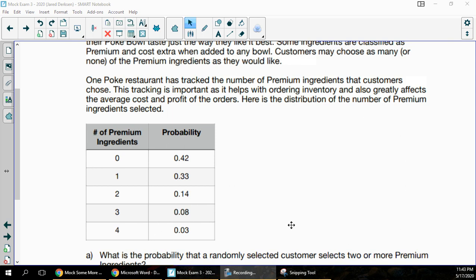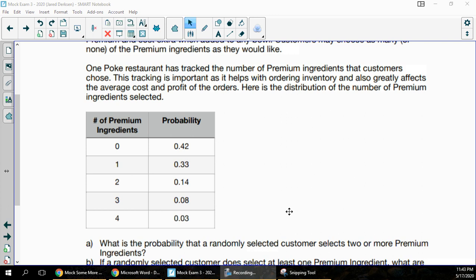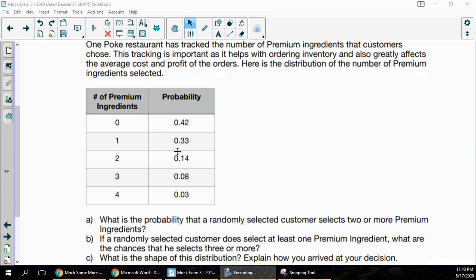So it says on part A, what's the probability a randomly selected customer selects 2 or more premium ingredients? That's the sum of these 3 numbers right here. So you can add up 14, 8, and 3, and that's 25%. As before, I'll show you the written solutions in just a second and give you some ideas on the grading of that, or potential grading of that.